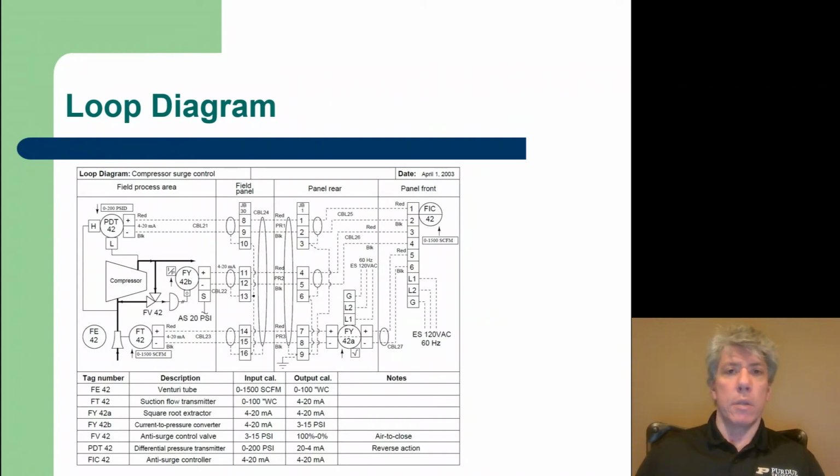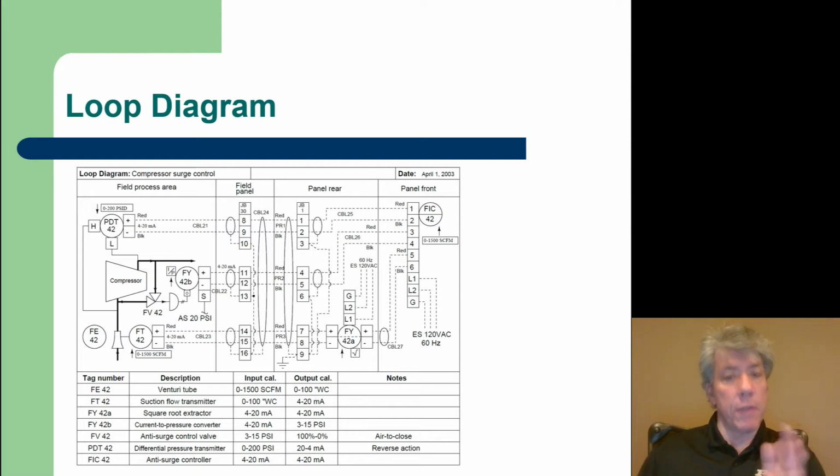Closely related to P&ID diagrams are loop diagrams. Now, P&ID diagrams will vary quite a bit in their layout. There's a lot of freedom for the designer, whereas loop diagrams are much more standardized. And so generally, in loop diagrams, you go from the process, the field side on the left, to the control room on the right.